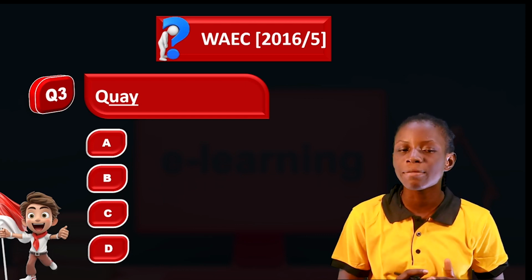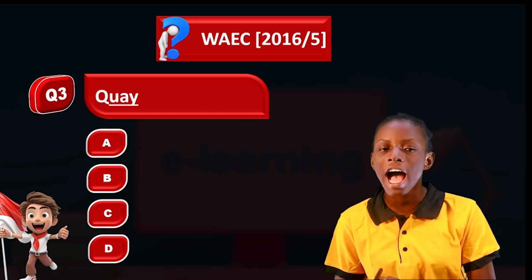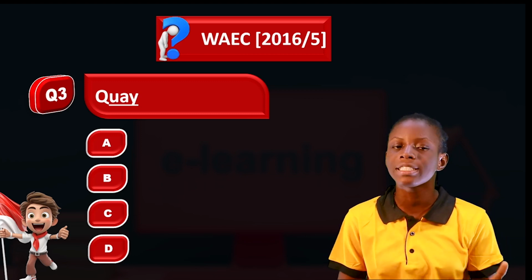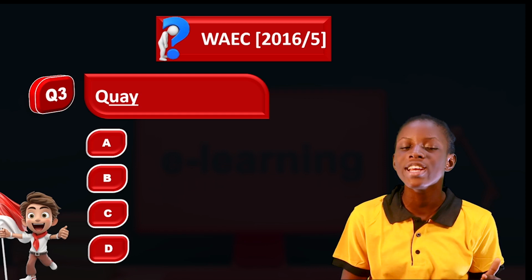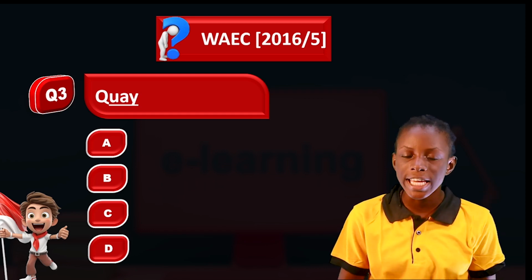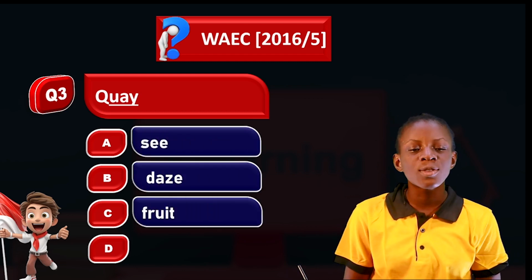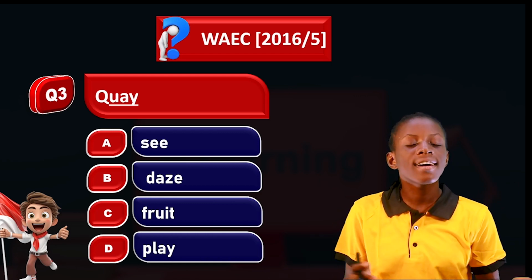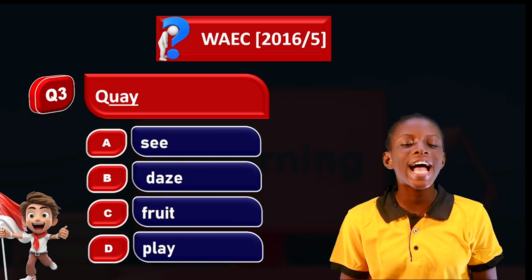Now, we have said this before in our class, if you followed our class, that Q-U-A-Y is not "quay" but "key." Most of us have made the mistake of pronouncing this word as "quay," but it is pronounced "key." Q-U-A-Y is key. Our options are C, days, fruit, and play. The given word is key, /iː/.